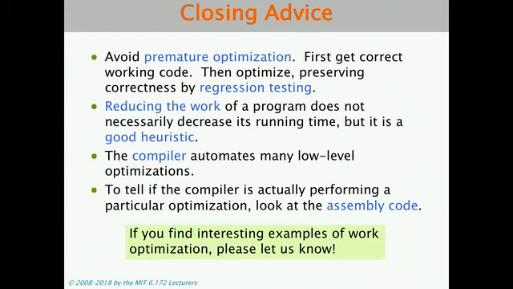And some closing advice is you should avoid premature optimization. So all of the things I talked about today improve the performance of your program, but you first need to make sure that your program is correct. If you have a program that doesn't do the right thing, then it doesn't really benefit you to make it faster. And to preserve correctness, you should do regression testing. So develop a suite of tests to check the correctness of your program every time you change the program. And as I said before, reducing the work of a program doesn't necessarily decrease its running time, but it's a good heuristic. And finally, the compiler automates many low-level optimizations, and you can look at the assembly code to see whether the compiler did something.